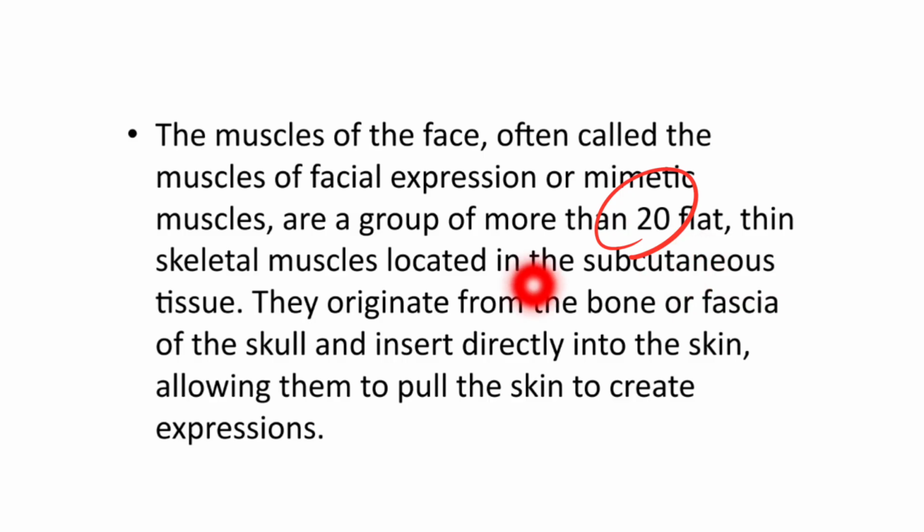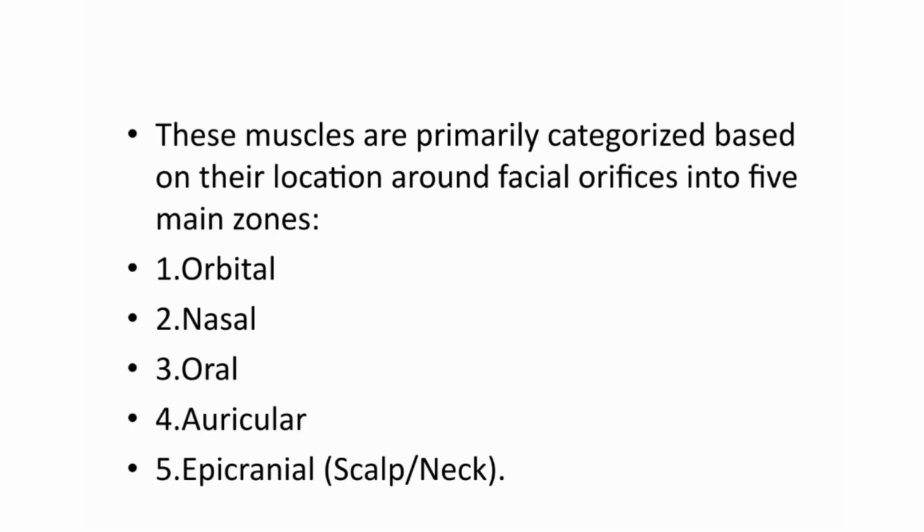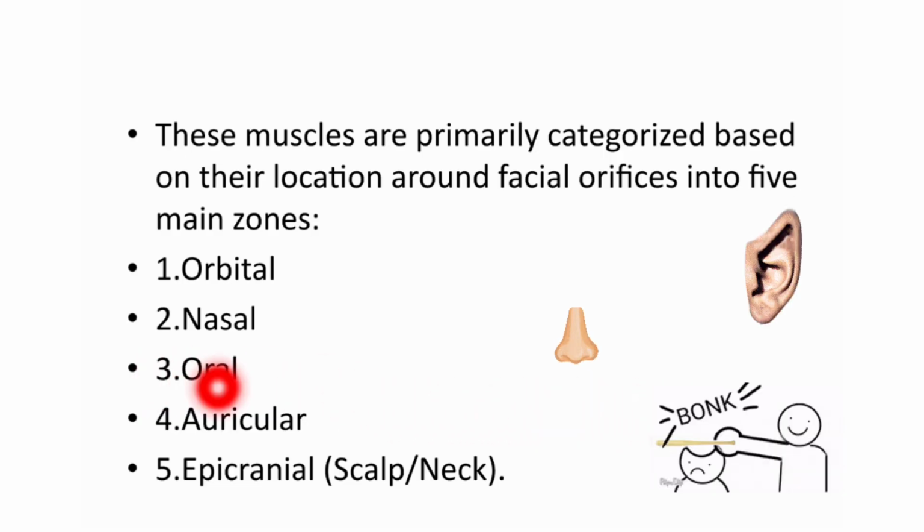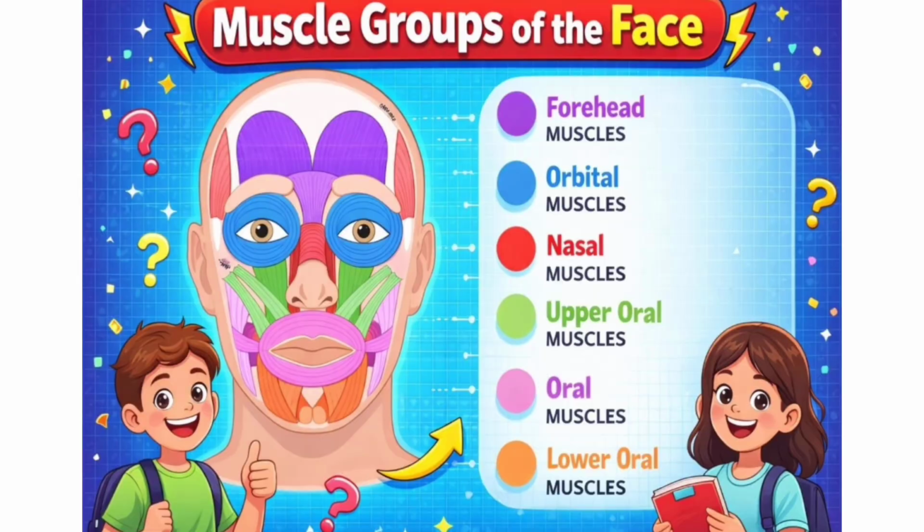The muscles of the face, often called the muscles of the facial expressions, are mimetic muscles, a group of more than 20 flat, thin muscles located in the subcutaneous tissues. So this is the thing to remember, 20 flat, thin skeletal muscles. They originate from the bone or fascia of the skull and insert directly into the skin, allowing them to pull the skin to create expressions. These muscles are primarily categorized based on their location around facial orifices into 5 main zones: orbital, that is eye zone; nasal, that is nose zone; oral, that is mouth zone; auricular, that is ear zone; and epicranial, that is scalp or the forehead zone.